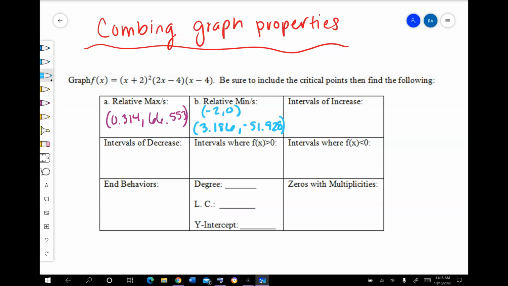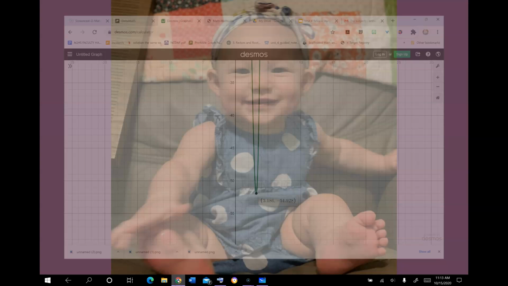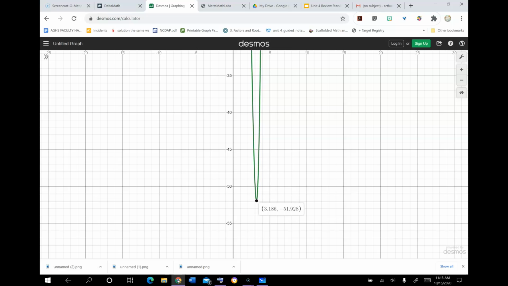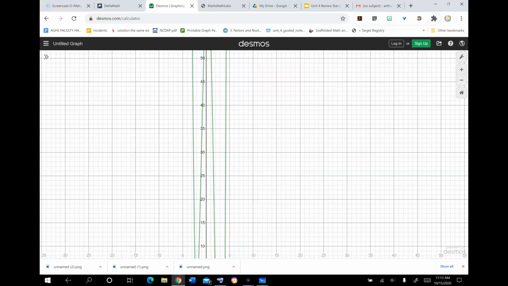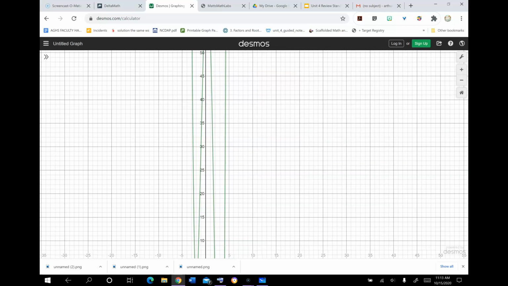Next is going to be where you're increasing. We're just going to do the increasing, okay? So increasing is where you go up. Now remember, the left-hand arrow is negative infinity, right-hand arrow is positive infinity, okay? No matter where it's pointing. So I look at this graph and I start over here. Well, it looks like I'm decreasing, okay? So I'm decreasing, decreasing, decreasing.